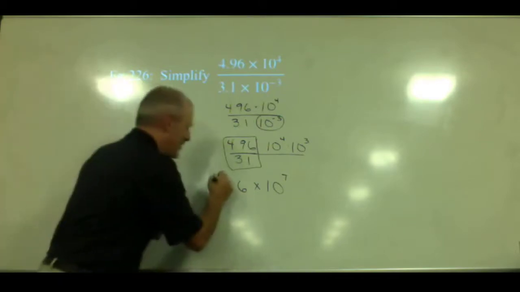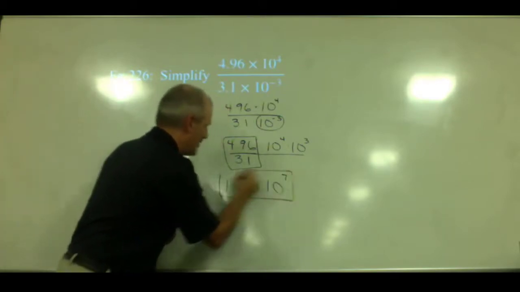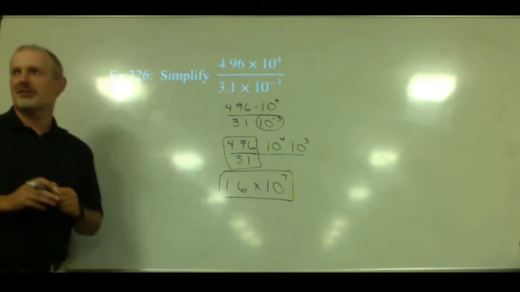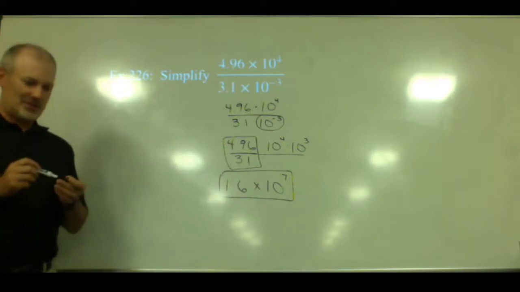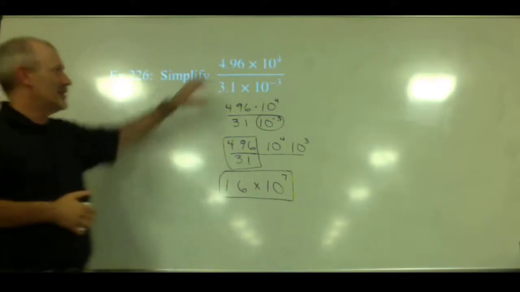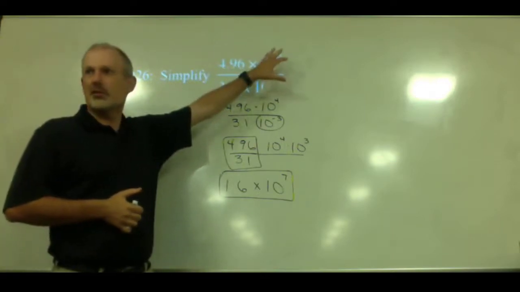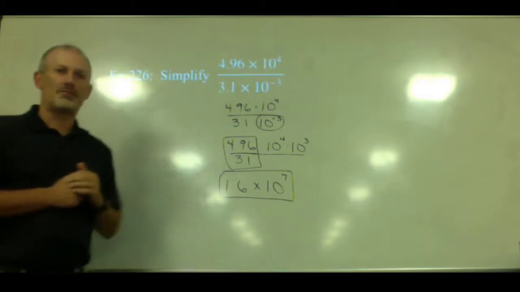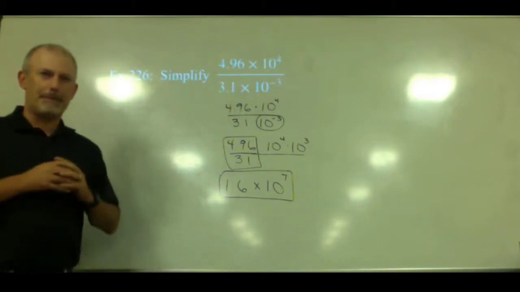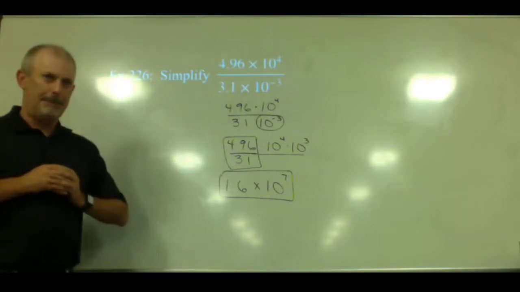So this right here is our answer written in scientific notation. So when you're doing these, deal with your numbers first, and then deal with the 10 part. So you said it's 1.6 times 10 to the 7th.